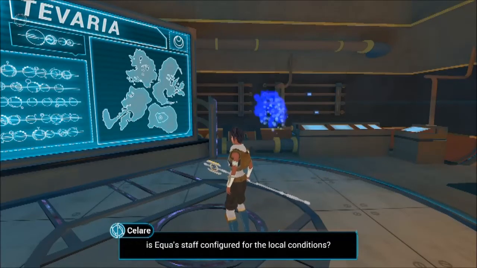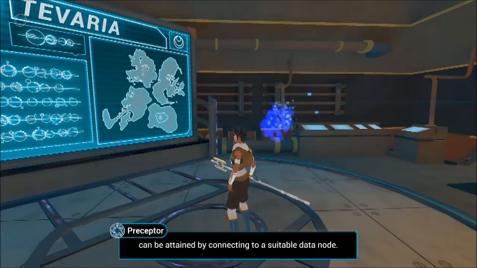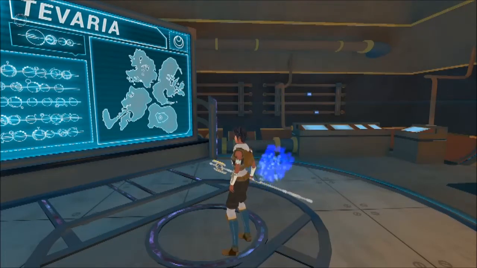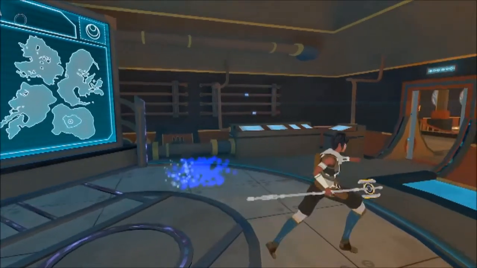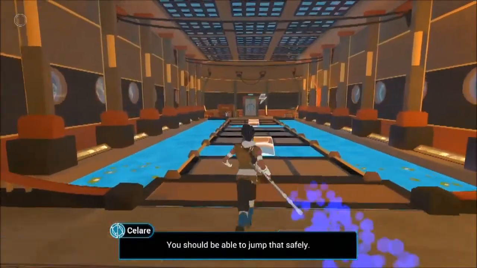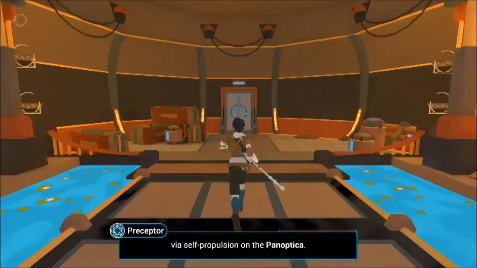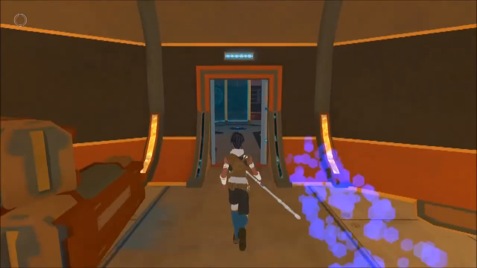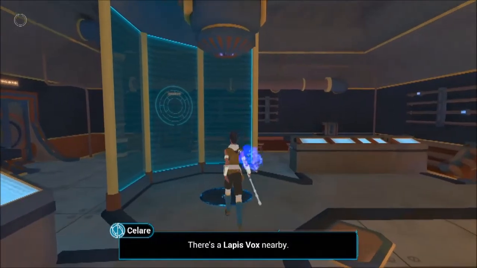Preceptor, is Equa's staff configured for the local conditions? Analysis suggests functional improvements can be attained by connecting to a suitable data node. There's one ahead. Let's push onwards. You should be able to jump that safely. I can mark gaps that I predict are safe to cross via self-propulsion on the Panoptica. There's a lapis vox nearby.